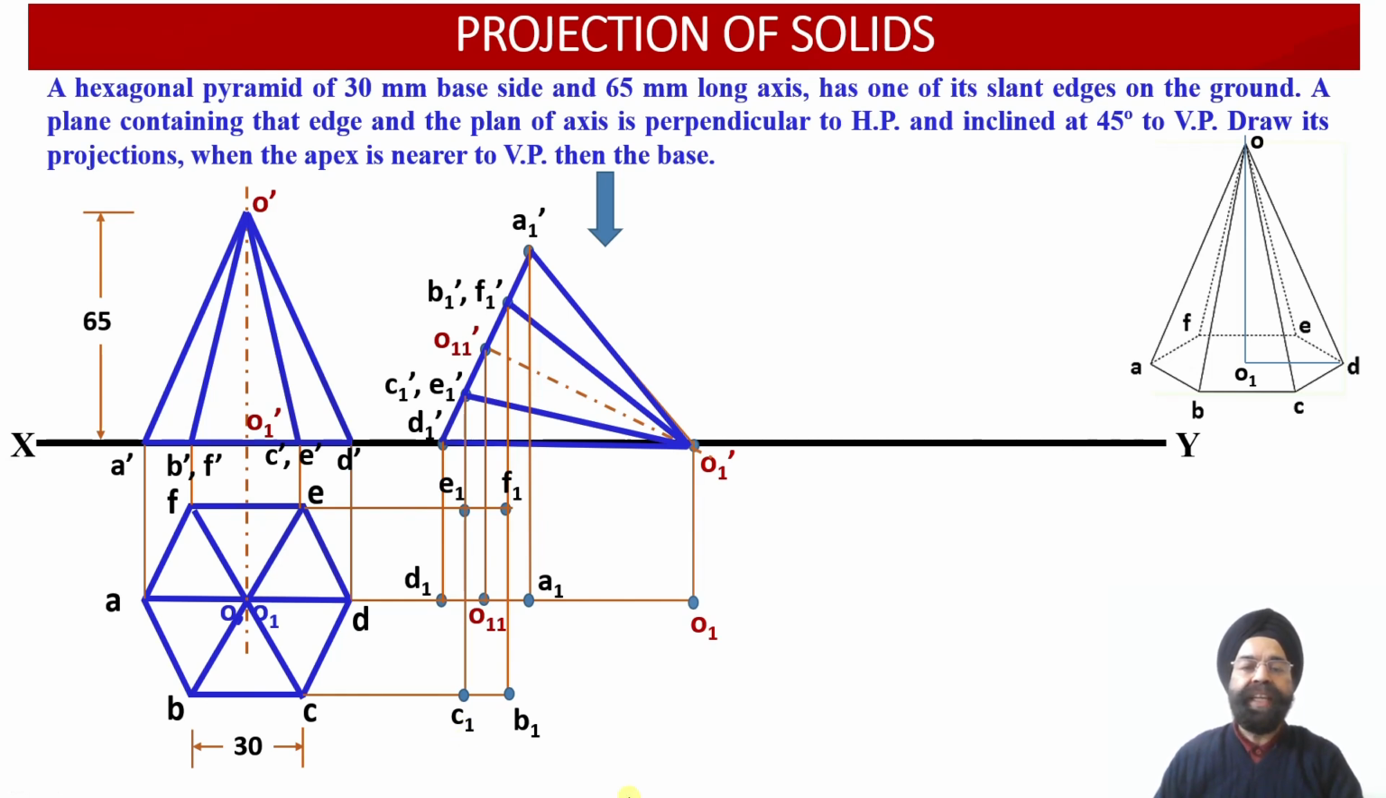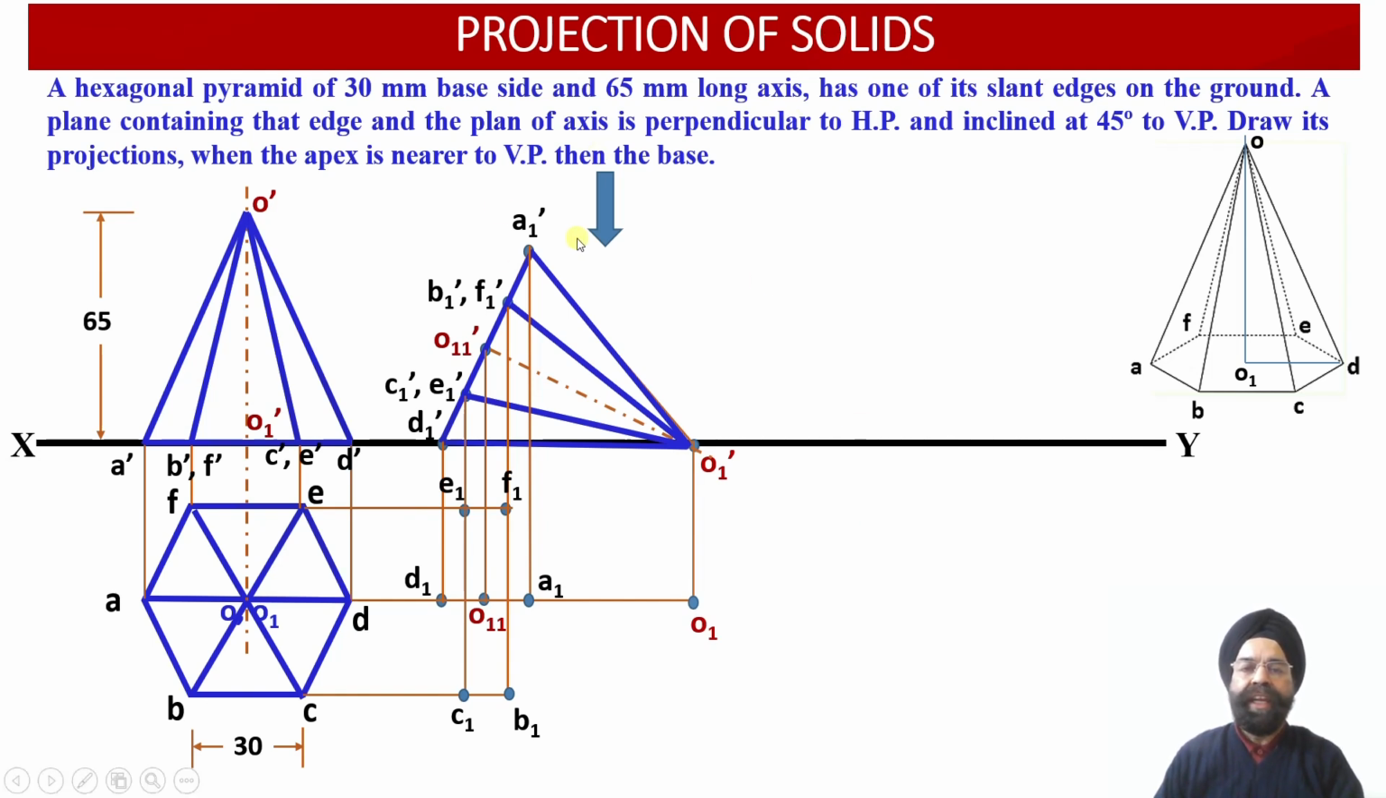Now, having obtained all the 8 points in the plan projection view, we need to join different edges over here. What are the edges which we have to join? A1, B1, C1, D1, E1, F1, A1, and all the slant edges O1 A1, O1 B1, O1 C1, O1 D1, O1 E1, and O1 F1. Now, which one of these edges will be drawn using object line? Which one of these edges we have to draw using the hidden line or the dotted line?